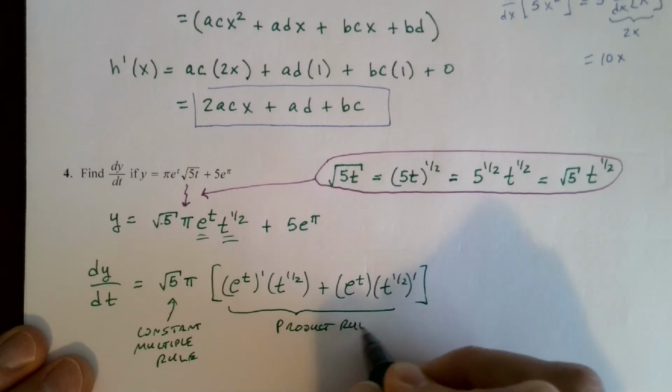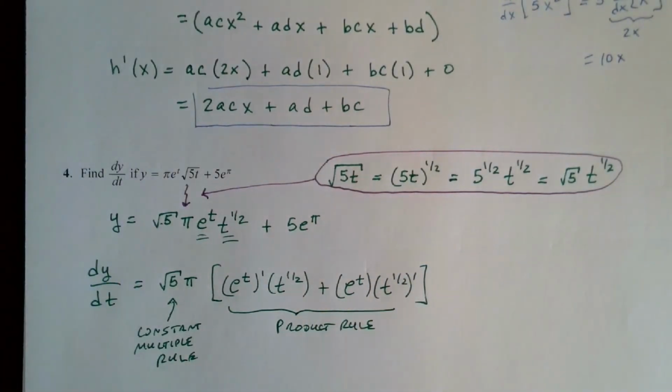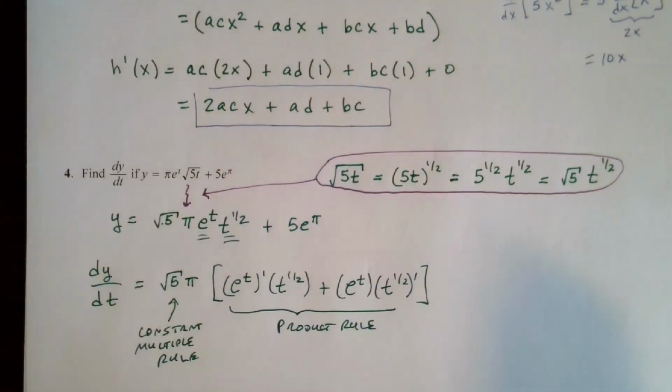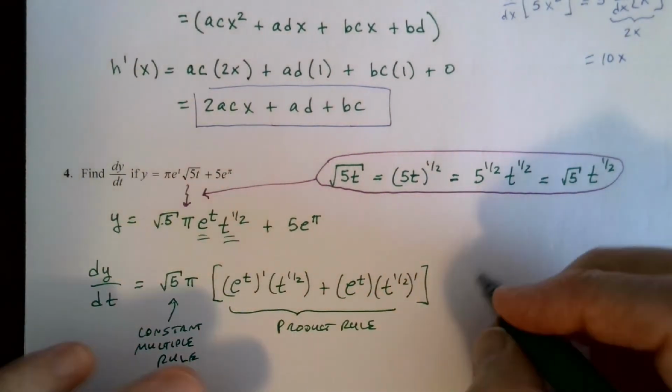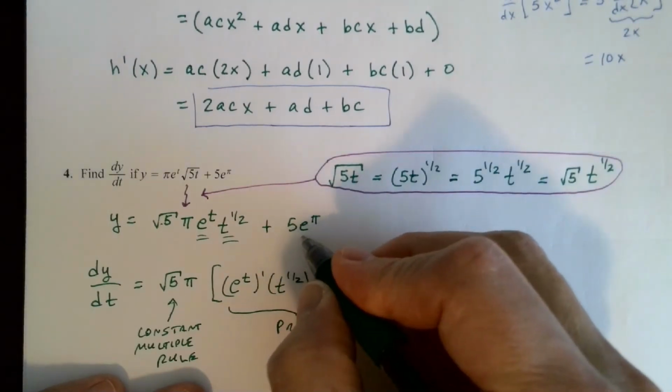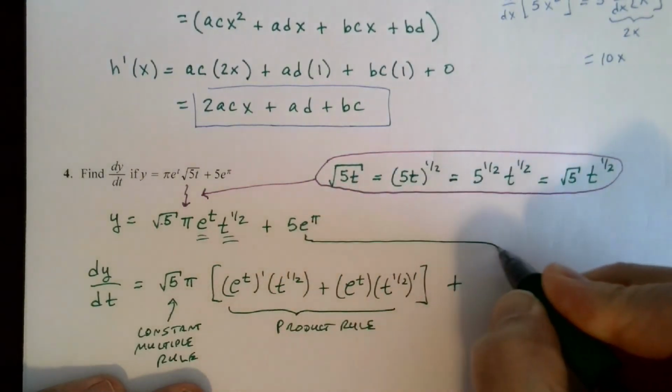So as we're learning these different rules, we're going to have to use sometimes multiple rules nested together. All right? Got some difference rule going on, constant multiple rule, you got product rule going on, then you got power rule. They all come into play. And then I have the derivative of this thing. So what's the derivative of this thing going to be?